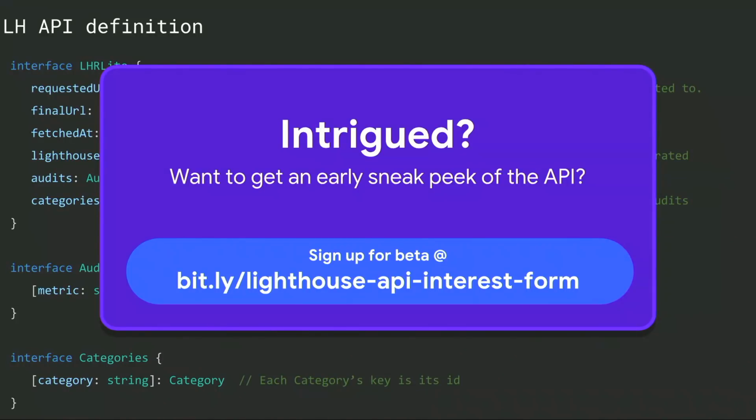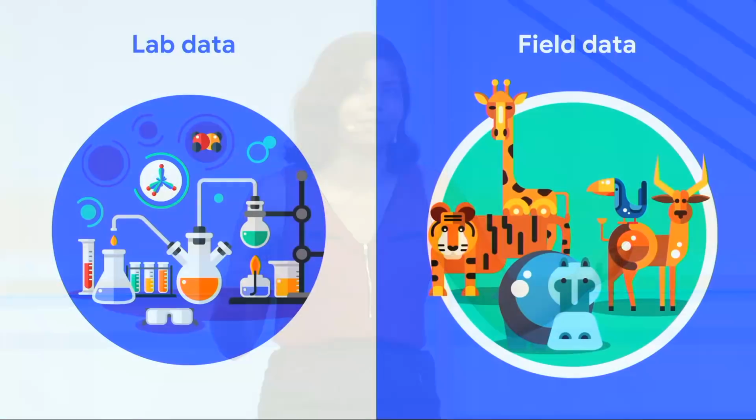So I'm going to wrap up the talk. Rick and I talked about a lot of stuff, and I want to wrap it up with some key takeaways, of which there's only one. The main takeaway that I hope you get is that there are two kinds of performance data that we care about. There's lab data and field data.